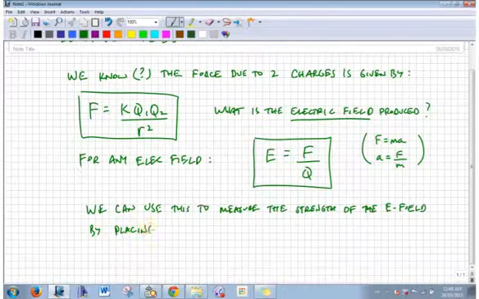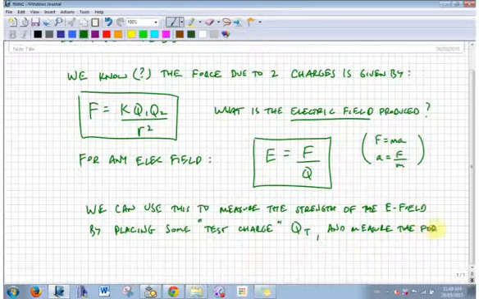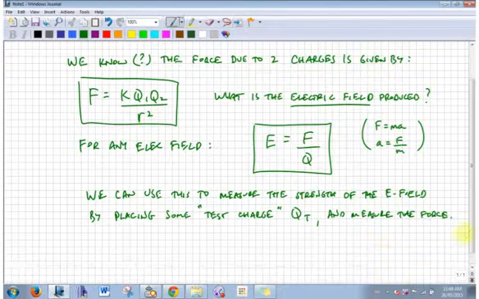By placing what we call a test charge, QT, and measuring the force. So there's one formula with an E in it.